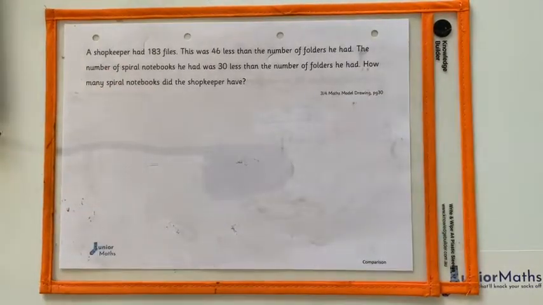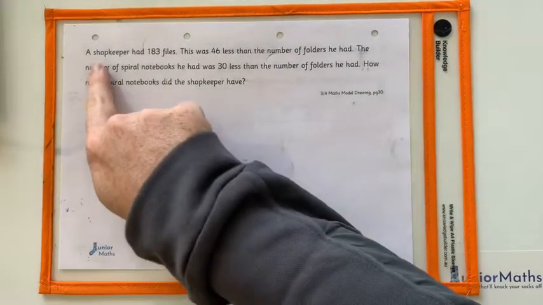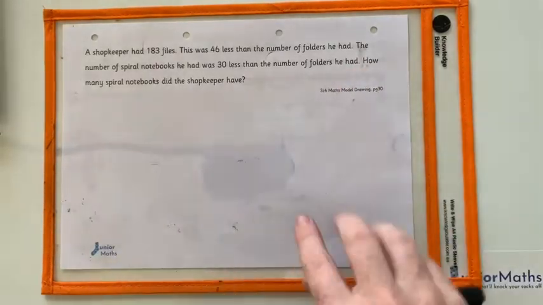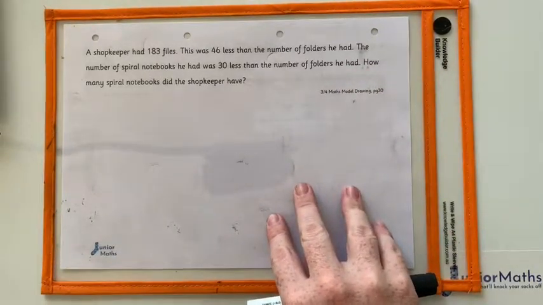Looking at this now, another comparison one. A shopkeeper had 183 files. This was 46 less than the number of folders he had. The number of spiral notebooks he had was 30 less than the number of folders he had. How many spiral notebooks did the shopkeeper have?